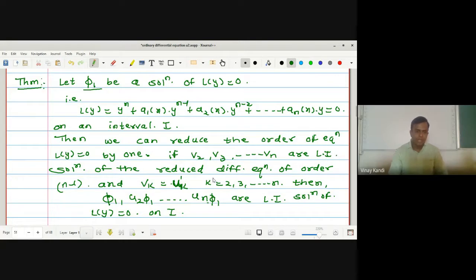Okay, and what is the relation between uk and vk? vk is equal to uk dash, for k running from 2 to n, and phi 1, u2 phi 1 up to un phi 1 are the linearly independent solutions of L of y is equal to 0 on an interval I.